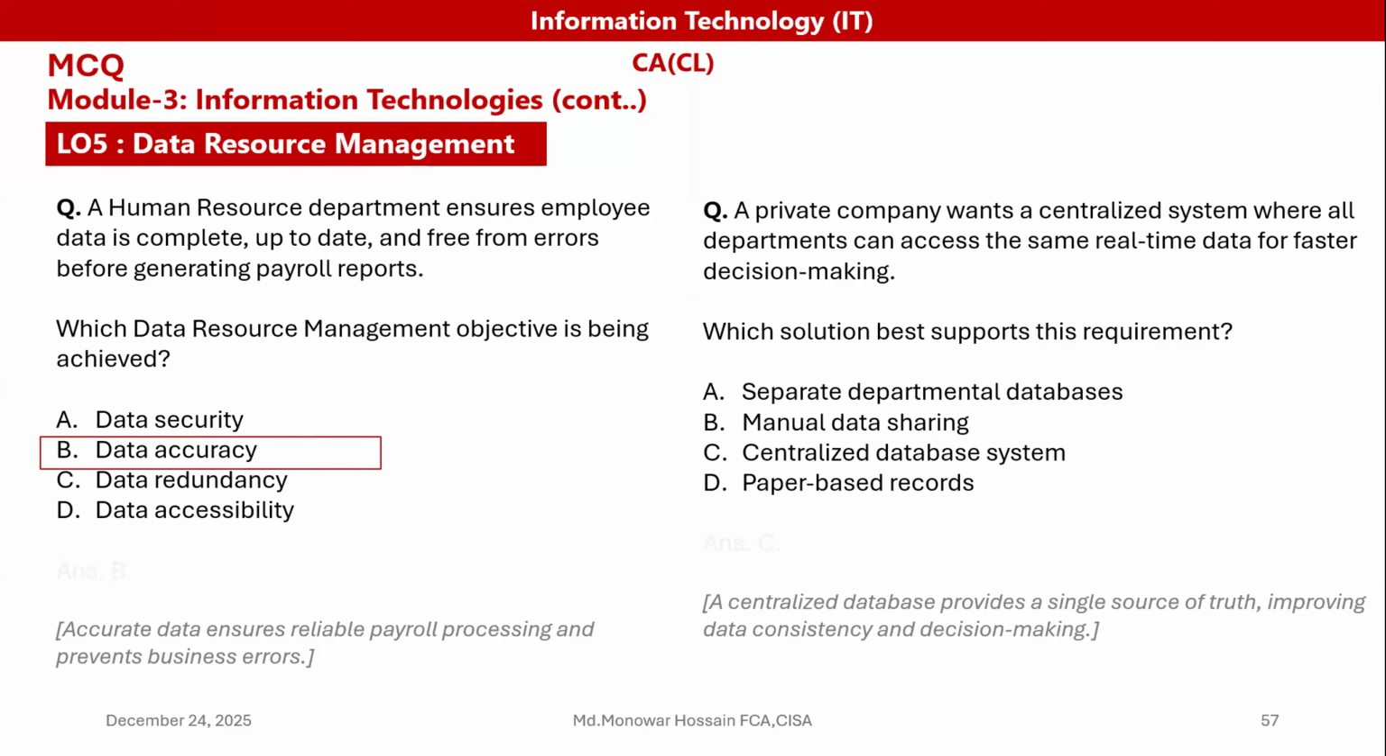Answer B. A private company wants a centralized system where all departments can access the same real-time data for faster decision making. Which solution best supports these requirements? The solution is a centralized database system, because a centralized database provides a single source of truth, improving data consistency and decision making for that organization to achieve the organizational goal. Answer C.